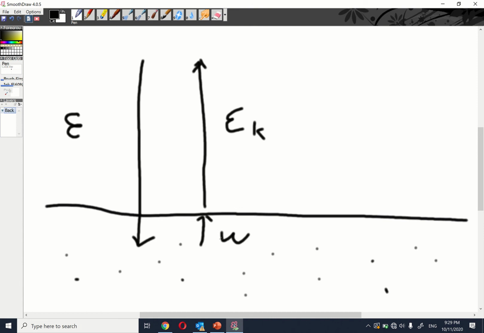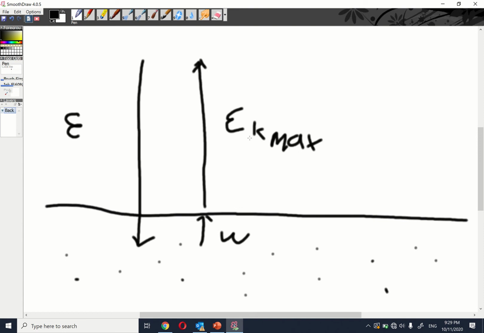So here we get the work function, which is defined as the amount of energy required to free the least bound electron, to raise it to the surface. And then the rest of the energy is the kinetic energy, and this will be EK max, the maximum kinetic energy.